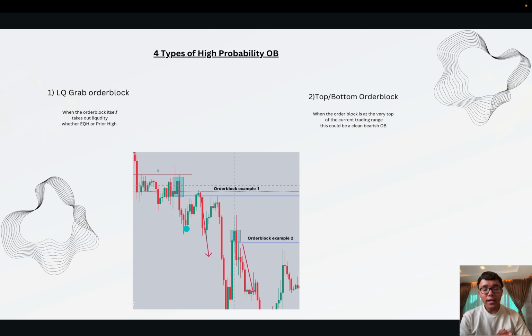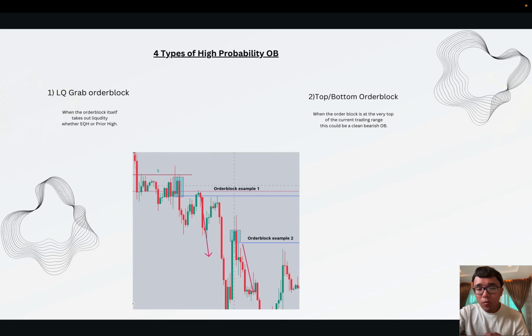Now, when we are in an overall bearish trend, what we are trying to do is find bearish order blocks, right? We're trying to continue to sell. We're not looking for a bullish order block in a bearish trend. So in this example right here, we can obviously see that we are in a bearish trend. So the first type of order block is an order block that takes out liquidity. Very simple. Now, if you don't know what liquidity is, that is a whole different video.